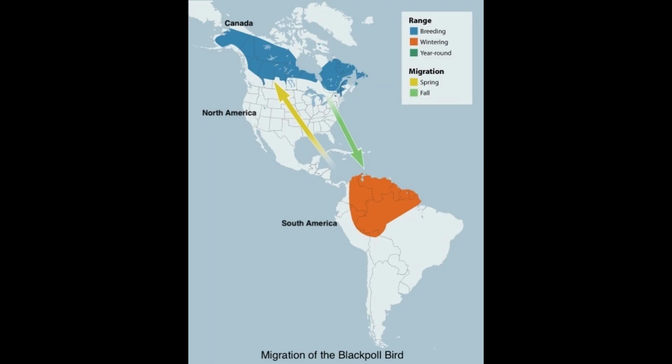The following picture gives information about bird migration in the continent of America. In this picture, Canada is marked as a breeding area in blue, and the north of South America is marked as a wintering area in orange.